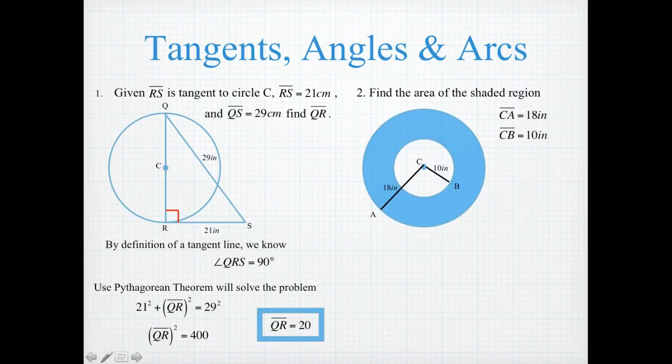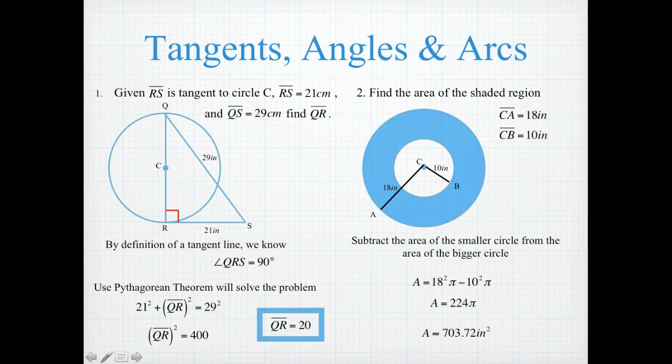In order to find the area of the shaded region, we're going to subtract the area of the smaller circle, the white circle, from the area of the larger circle outlined in blue. So to do that, we take pi r squared, so the larger circle is 18 squared pi, and we're going to subtract 10 squared pi. Doing so gives me 224 pi, which calculates to about 703.72 square inches.